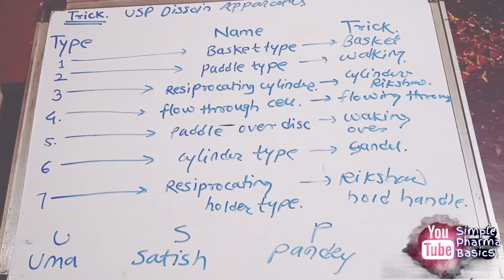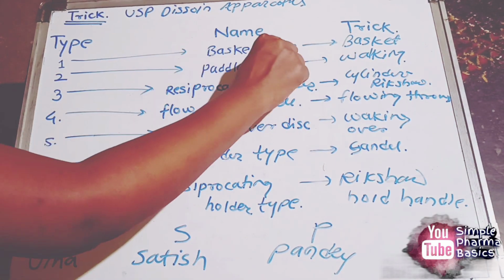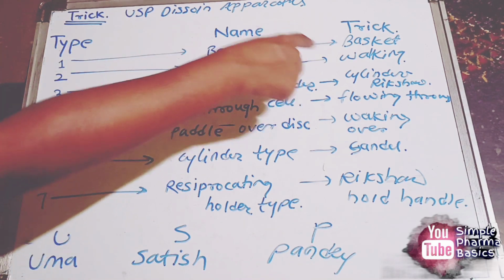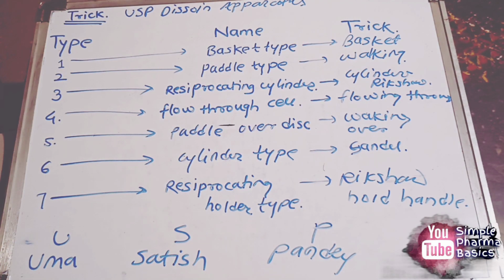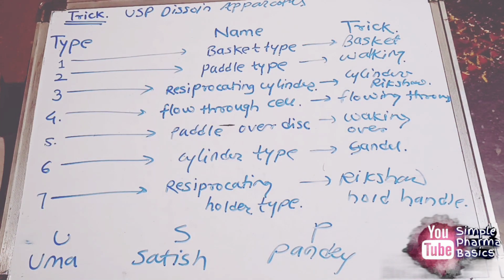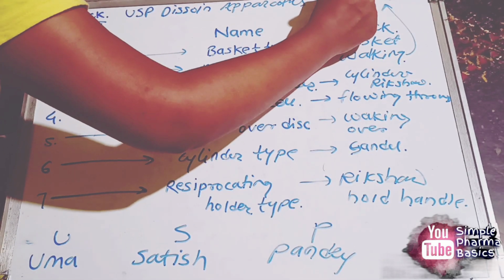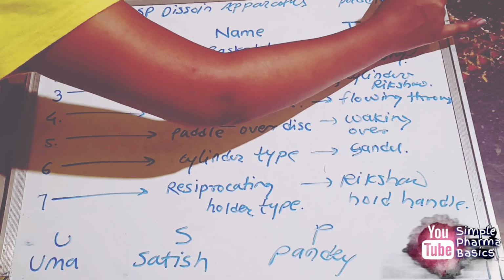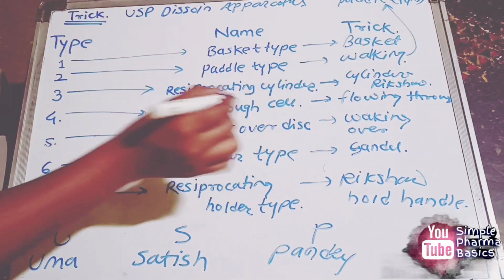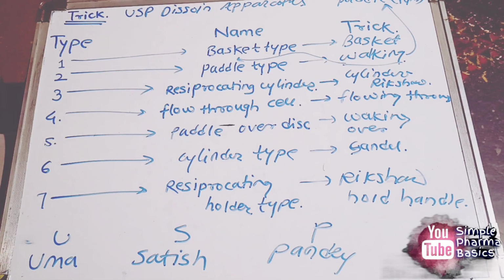So this was the story. Now, how to remember this? For type 1, I have told you the basket. This is the very simple thing to remember: basket for type 1 apparatus. Then by walking, in Hindi we call walking पैदल, like पैदल चलना. So by walking you can remember paddle, that is पैदल. Whenever you remember walking, you will remember paddle.